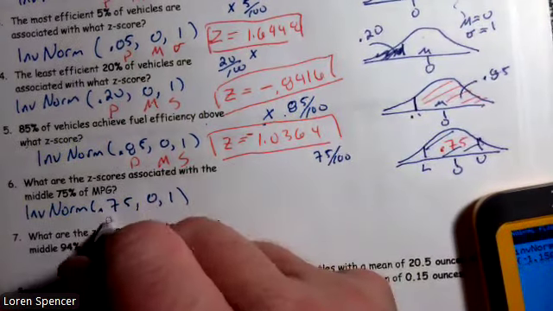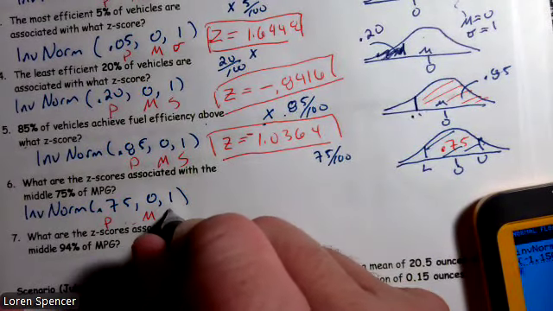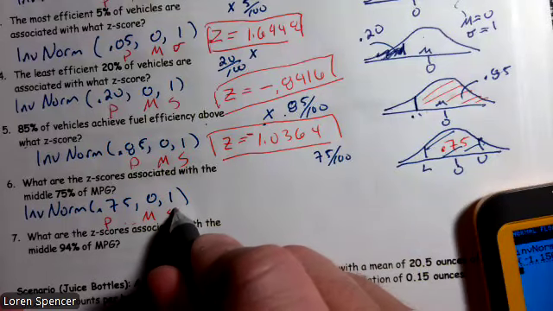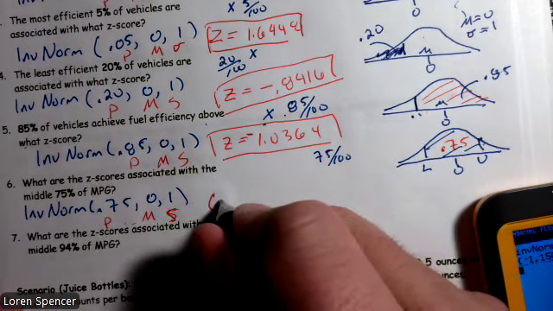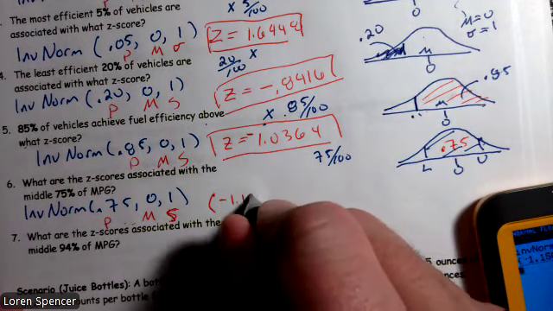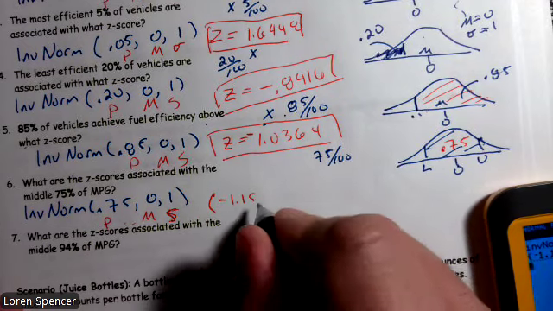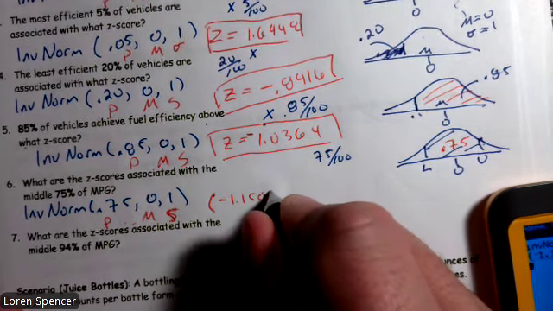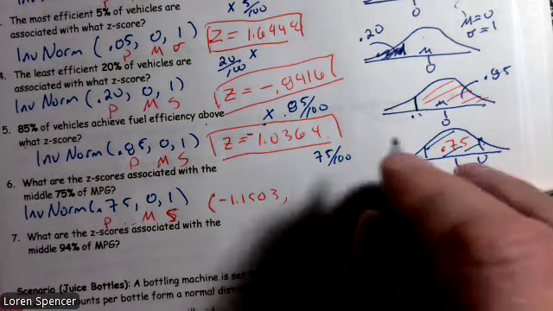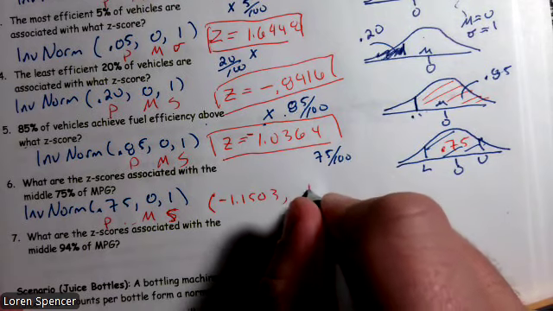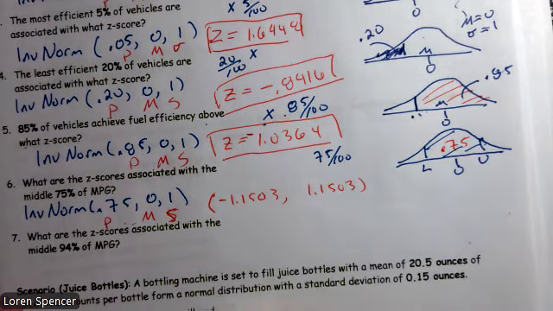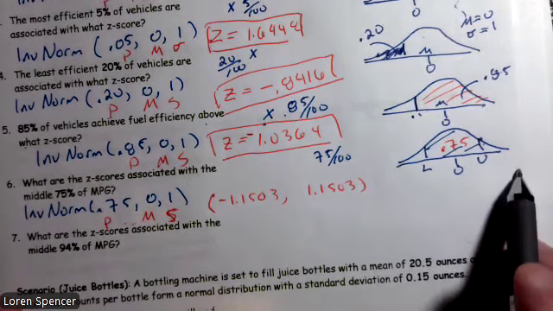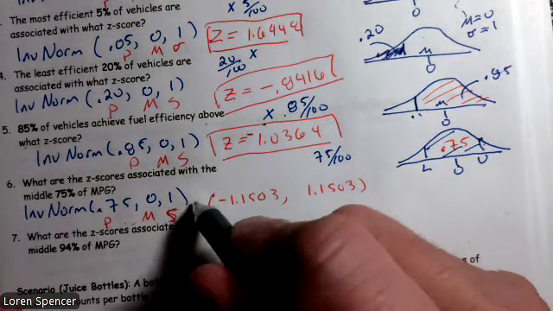So I'm going to go ahead and label this as my PMS. And we have a negative 1.1503 all the way to positive 1.1503. And we know we'd have two values because we have a lower and an upper. All right. So let's box that answer.